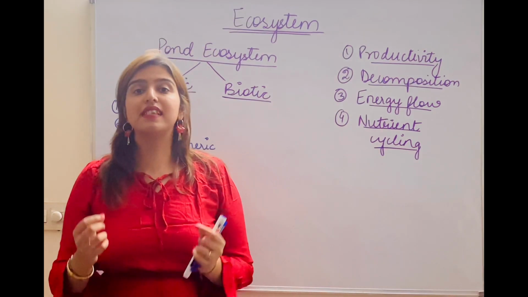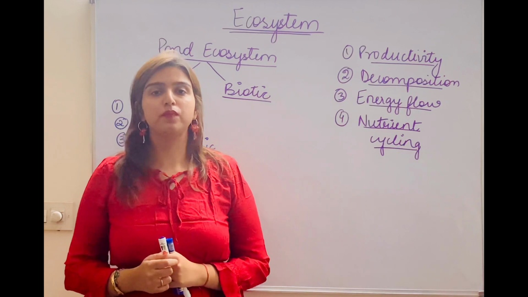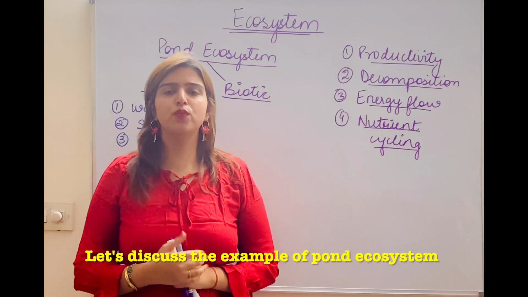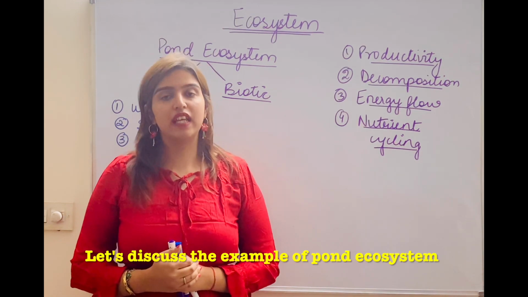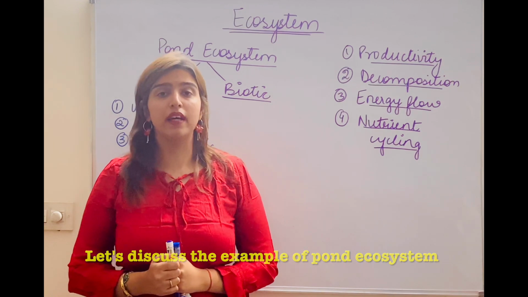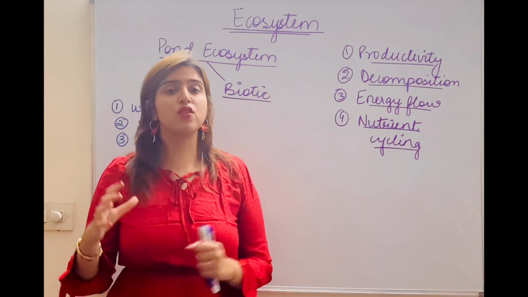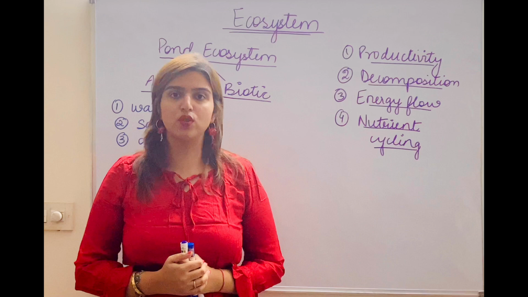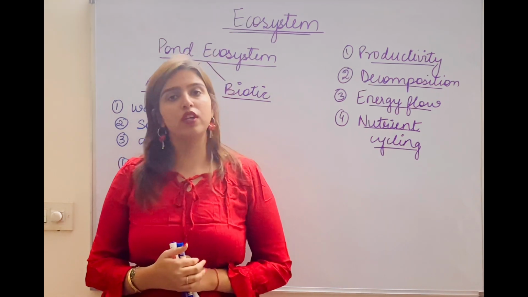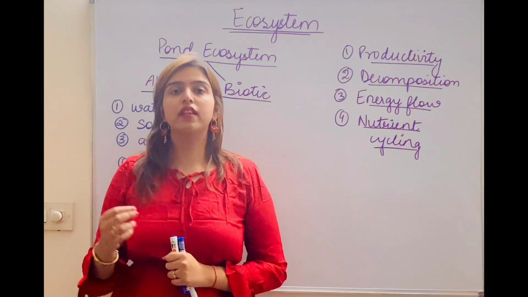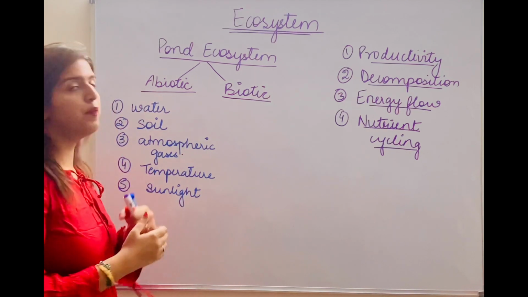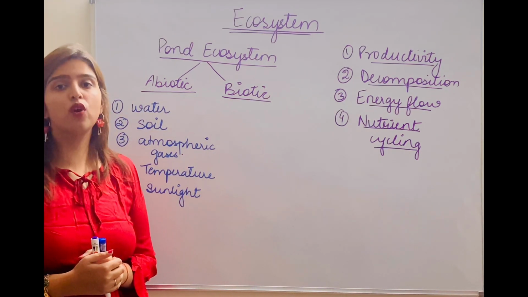Now to give an example of an ecosystem, the best example is going to be a small pond. देखने में एक बहुत छोटा ecosystem है, but it illustrates all these processes very beautifully. Let's look at the pond ecosystem. First of all, there are going to be biotic components and some abiotic components.